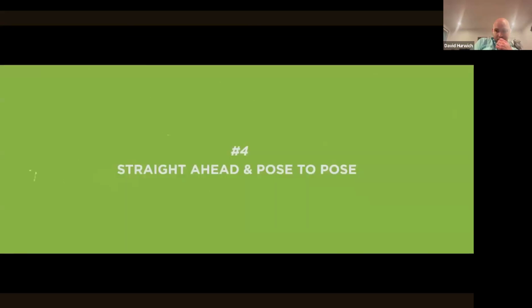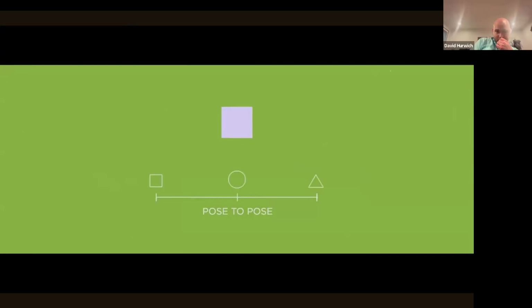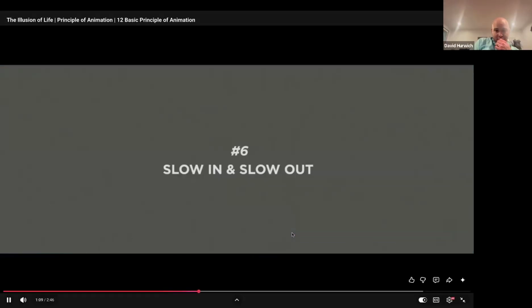Straight ahead and pose to pose. Pose to pose is charted with key drawings done at intervals throughout the scene. Straight ahead animation starts at the first drawing and works drawing to the end of a scene. Follow through and overlap. When the main body of the character stops, all other parts continue to catch up to the main mass. Nothing stops all at once. Slow in and slow out. As the action starts, we have more drawings near the starting pose, one or two in the middle, and more drawings near the next pose. Fewer drawings make the action faster, and more drawings make the action slower.